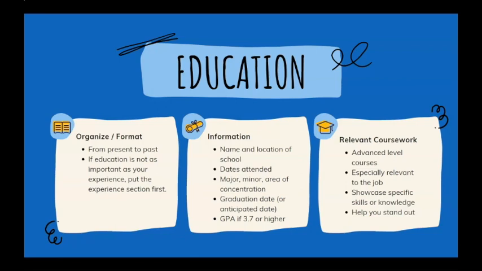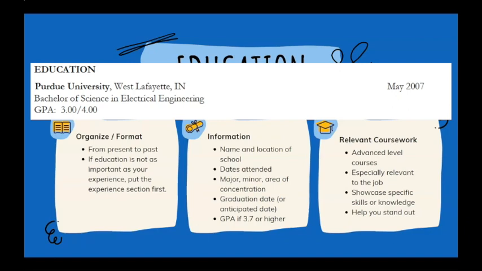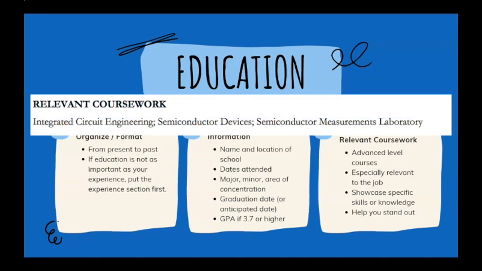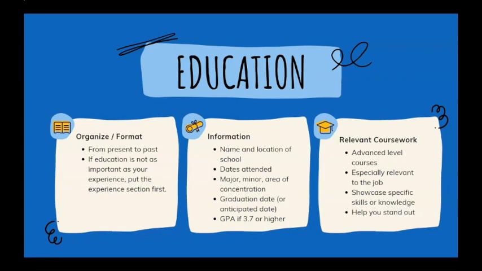The information you should include should be the name and location of the school, dates attended, a major, minor, or area of concentration, the graduation date or your anticipated graduation date, and you can also include your GPA, and I recommend only including GPA if it's 3.7 or higher. You might also want to include relevant coursework, but make sure it is actually relevant. Maybe it's an advanced level course or something that is specifically relevant to the job you're applying for, something that showcases your specific skills or knowledge or helps you stand out in another way.